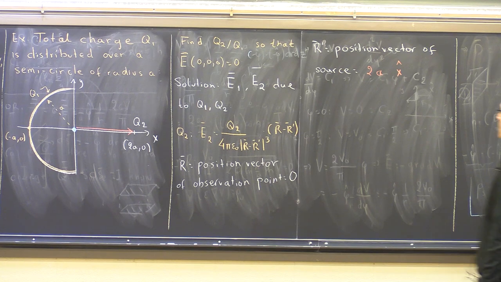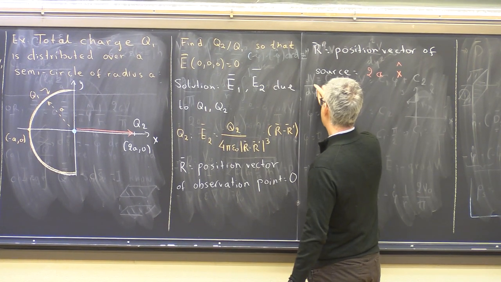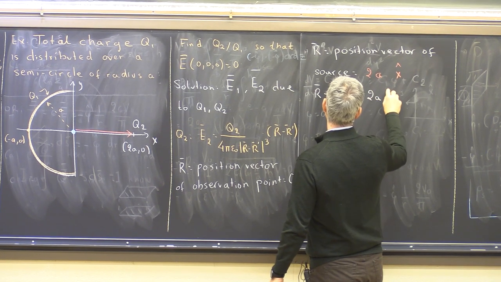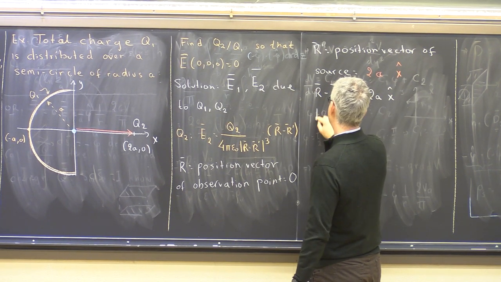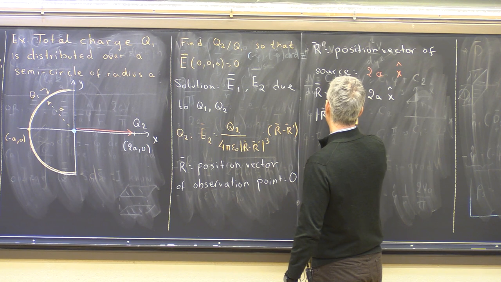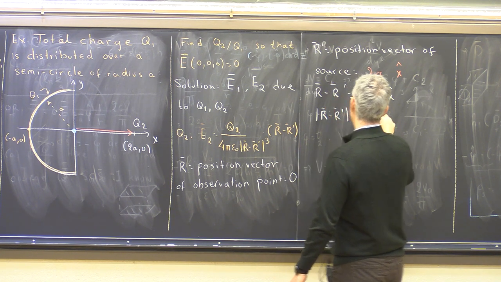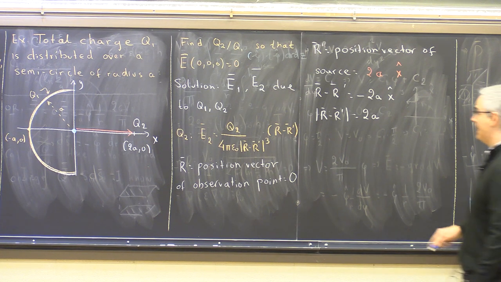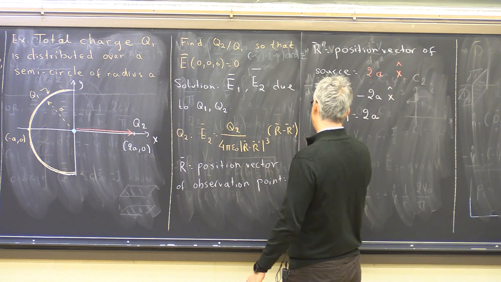2a x hat, and that means that r minus r prime will be minus 2a x hat, and the magnitude of this will be 2a. The length of this vector is 2a. So I have everything I need to put together the electric field.